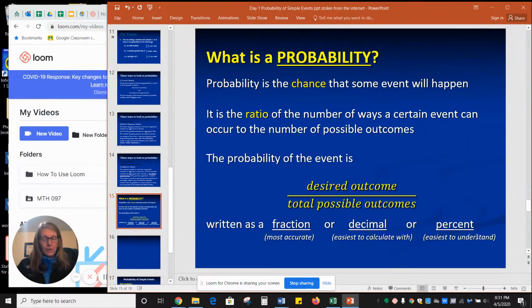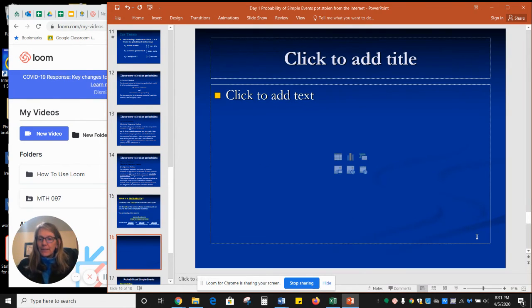So let's review. What's probability? It's the chance that something will happen. It's a number. It's the ratio of the number of ways a certain event can occur to the number of possible ways that it can occur. The probability of events is the desired outcome compared to the total possible outcomes. It can be written as a fraction, which is the most accurate, a decimal, which is the easiest to calculate with, or a percent.